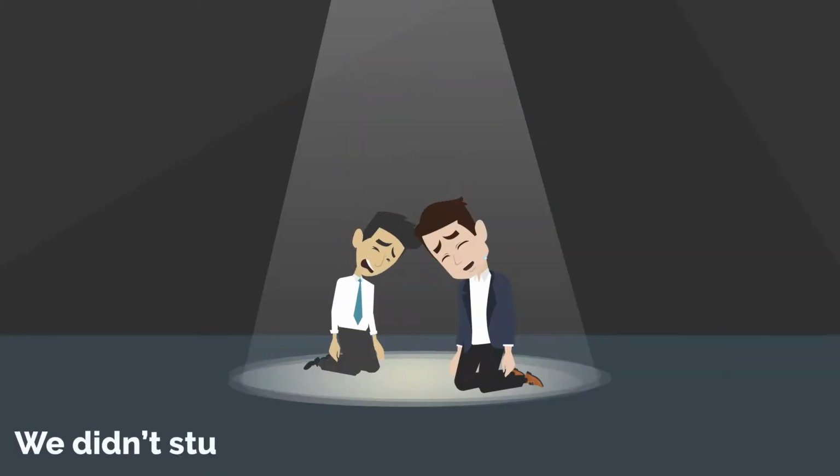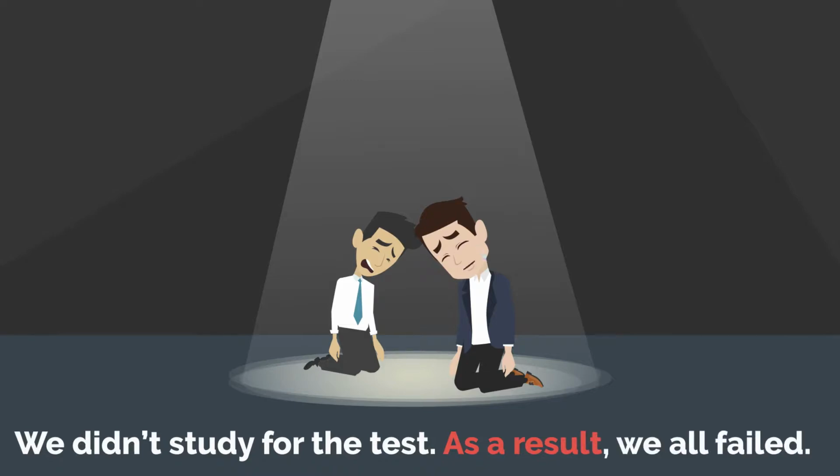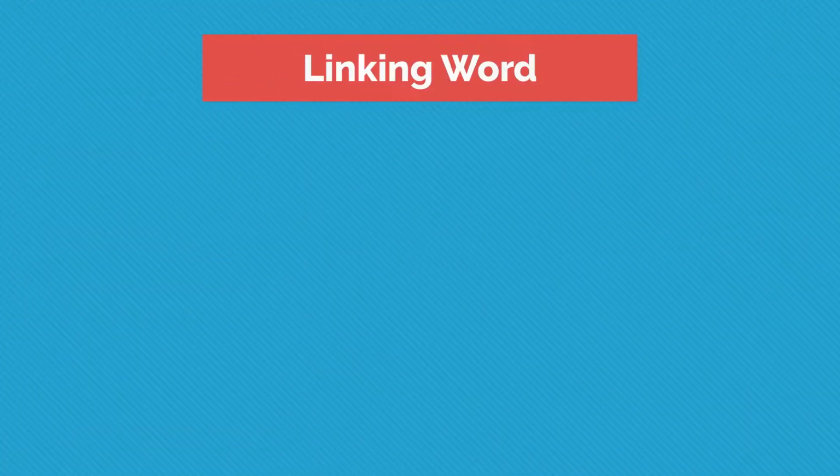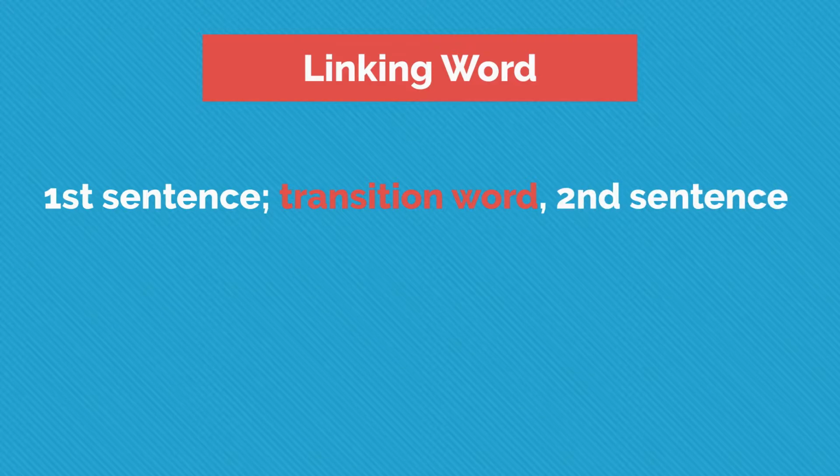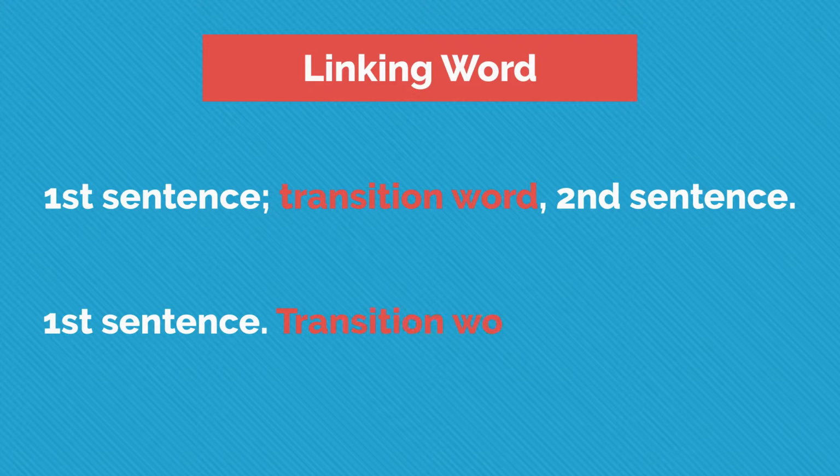We didn't study for the test. As a result, we all failed. As you can see, you can use the transition linking words in one of two ways. First sentence, semicolon, transition word, comma, second sentence. First sentence, period, transition word, comma, second sentence.